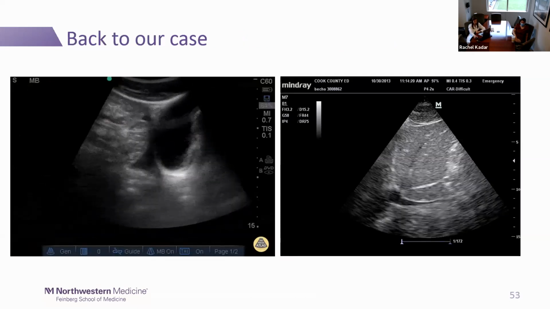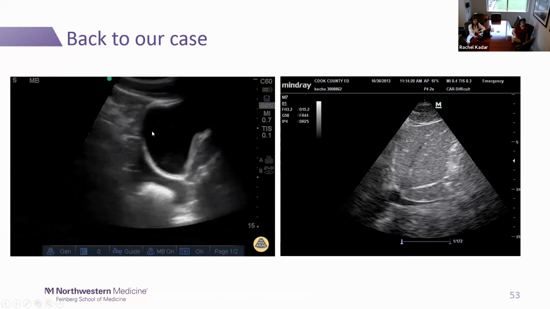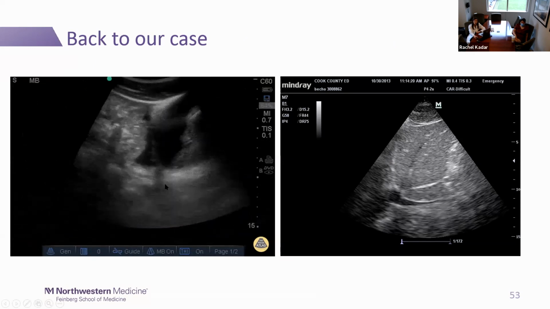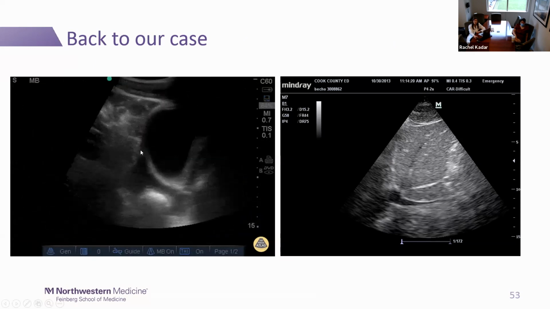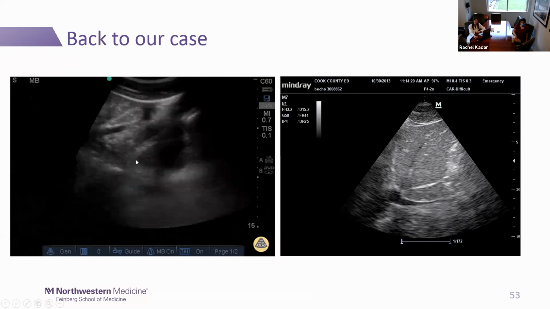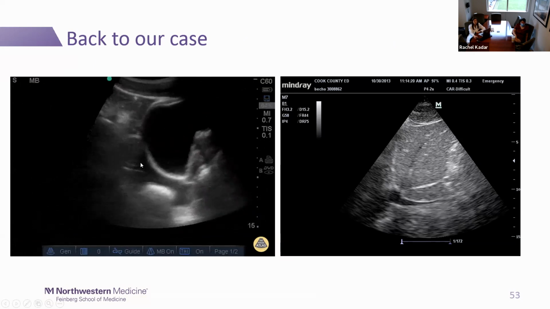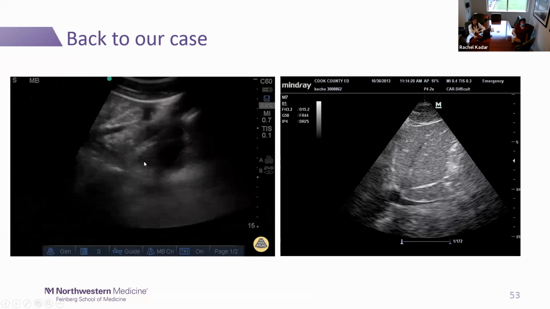So back to our case. Again, this is a pelvic view. This is a sagittal view. So that bladder is triangular. And you can see all here there's a significant amount of free fluid, this black anechoic that comes all the way up here, and maybe even a little bit of clotted blood up here, which would suggest that this is blood.